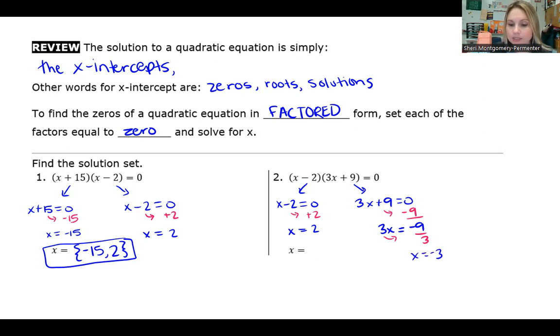So for my solution set, it doesn't really matter what order you put these in, because it's not an ordered pair, it's a solution set. So the order doesn't matter. You can have them in the other order, it doesn't actually matter. Questions on either one of these? All right, let's move on.